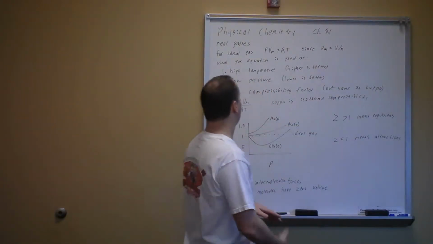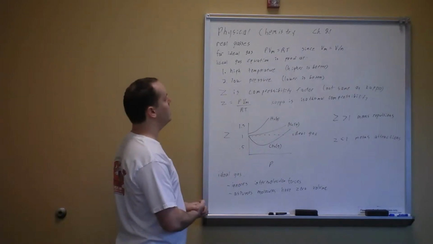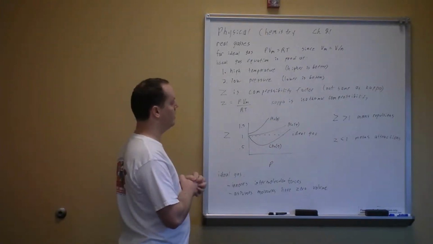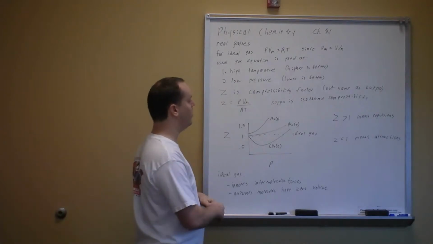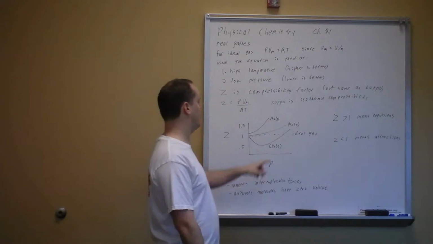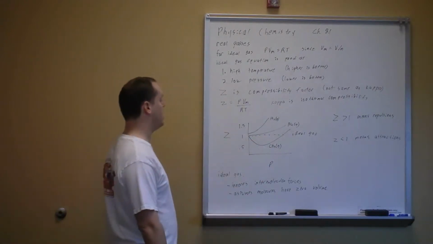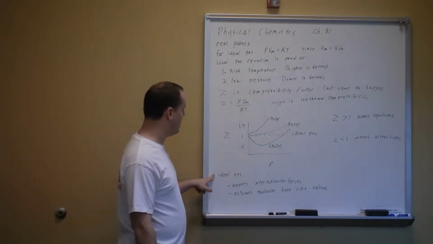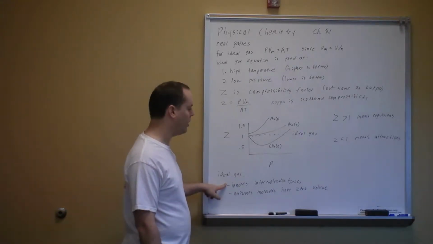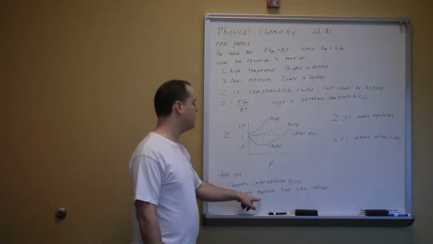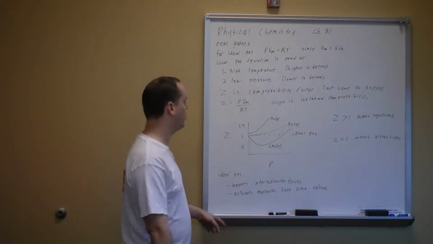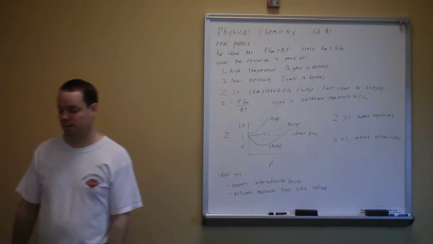Now, if Z is greater than 1, that means that the molecules are repelling each other. On the other hand, if Z is less than 1, that means the molecules are attracting each other. And of course, Z equal to 1 means neither. Again, for an ideal gas, we're ignoring these intermolecular forces, which are always attractions, and it assumes that molecules have zero volume, which is obviously always wrong, but at low pressure, that's a good enough approximation.